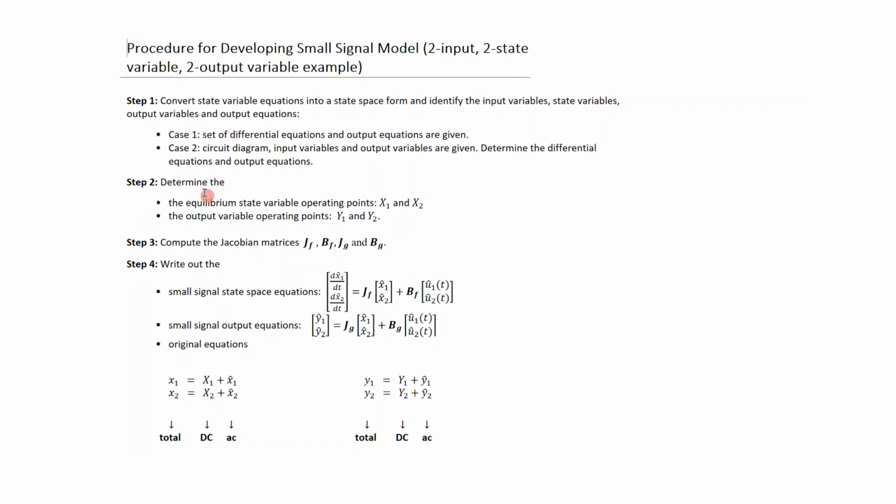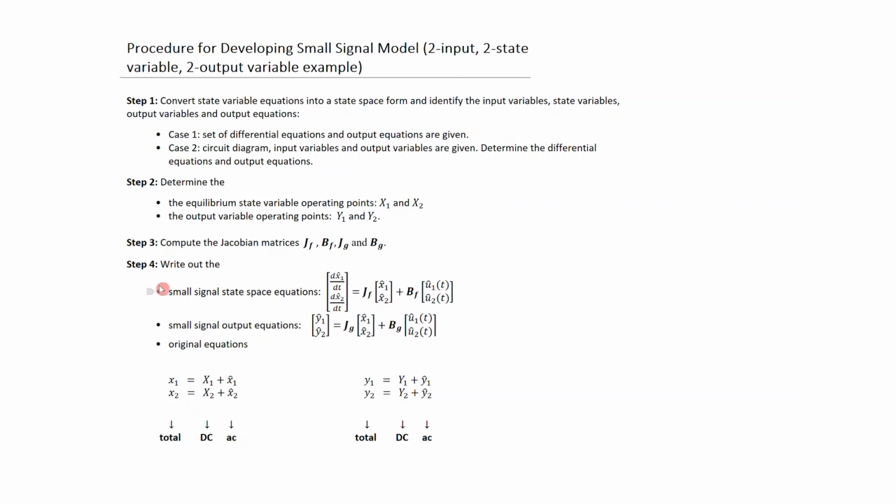All right, having done that, the next step is to determine the equilibrium state variable operating points x1 and x2. It's the first step. We know what u1 and u2 are, which are the steady state values for the input variables, but we need to determine x1 and x2, because without x1, x2, we cannot determine the steady state or equilibrium points for y1 and y2. So this comes first, and then having computed x1 and x2 and knowing u1, u2, we can compute y1 and y2. Having done that, we can compute the Jacobian matrices, the 4 of them. Why? Because we have all the steady state points, and don't forget the Jacobian matrices involve partial derivatives, which are evaluated at the equilibrium points.